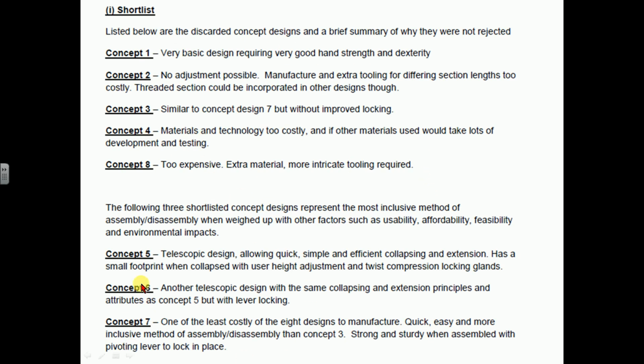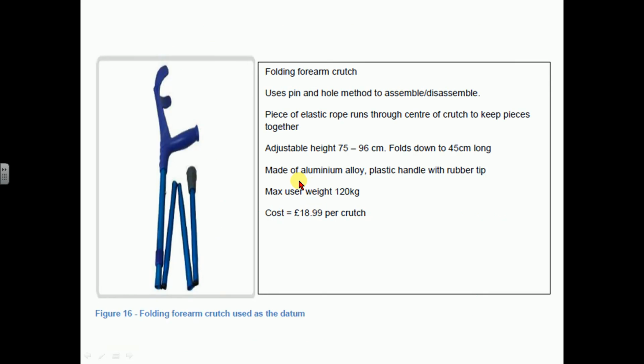So shortlisting, these are the 3 that have been shortlisted. Notice the student has also told us why they've rejected the other designs. So that's also a good thing, you know, always think out of the box. These are the reasons why we've accepted these, and these are the reasons why we've rejected these. So that's quite a nice idea.